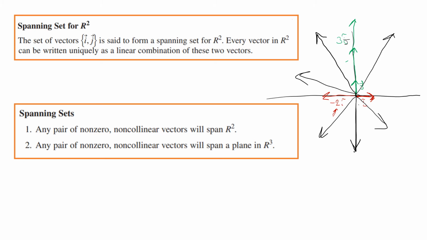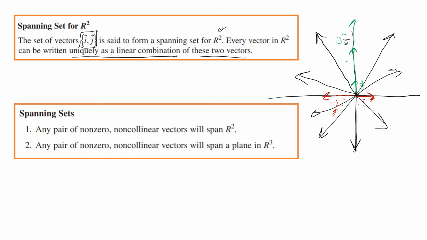So that's what it means by the set of vectors i, j, which are the unit vectors that I said over here, is said to form a spanning set for R squared, which is the xy plane. Every vector in R squared can be written uniquely as a linear combination of these two vectors. What it means is you can have multiple linear combinations, and you can really have it anywhere, right? You can have it here, it depends on what the scalar is.